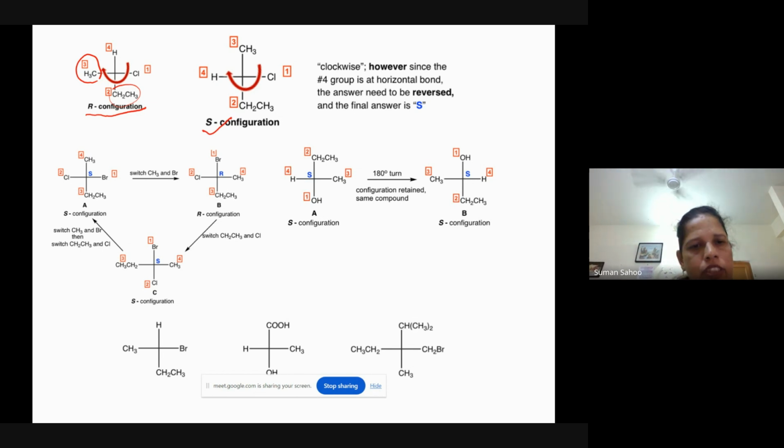So in a Fischer projection formula, if you turn the projection formula 180 degrees, then that configuration would be retained, but a 90-degree turn would give you the enantiomer. So a 180-degree turn would give you the same compound. Or if you switch CH3 and Br, and again switch, so a double swap, it would give you the same configuration, but a single swap would give you a different configuration.